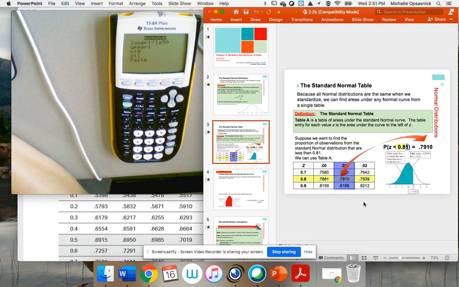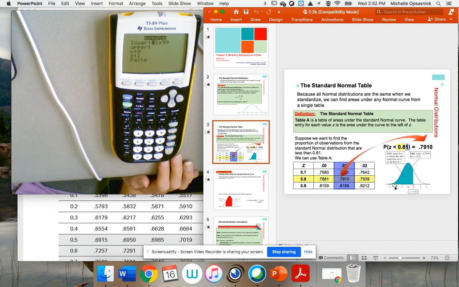Okay, so if we want to find the area to the left or less than z equals 0.81, this curve here technically extends to negative infinity. I can't type negative infinity in my calculator. So I'm going to trick my calculator into negative infinity by using a number that's so small that it really doesn't make that much of a difference since those tails approach the x-axis. So for my lower bound, I'm going to type in -1 times 10 to the 99th.